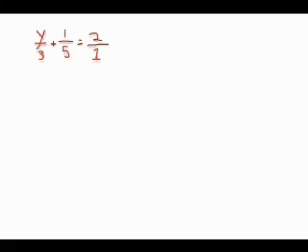So now we look at the denominators, 3, 5, and 1. Our common denominator there is going to be 15. That's the first multiple of 3. That's also a multiple of 5. That's also a multiple of 1.